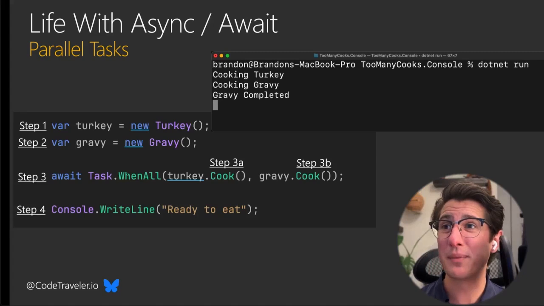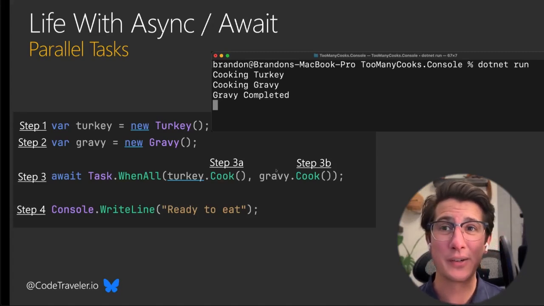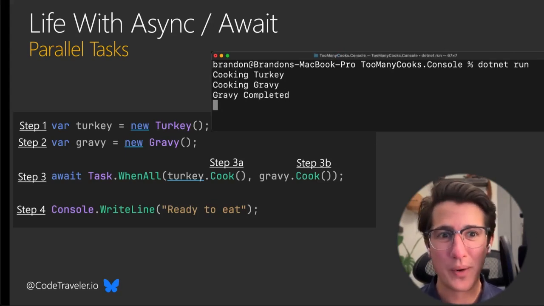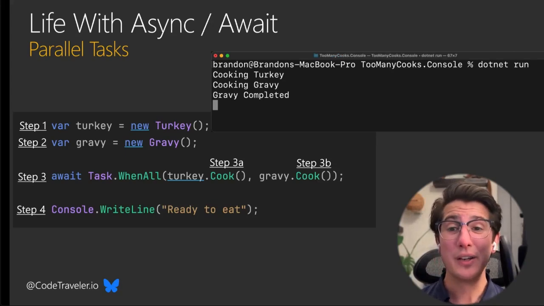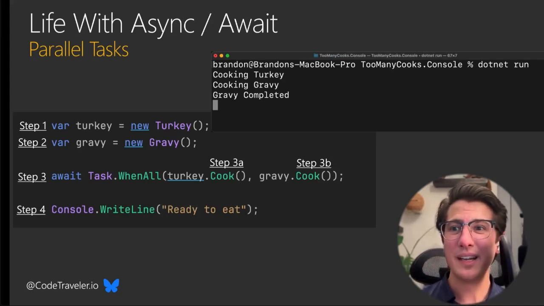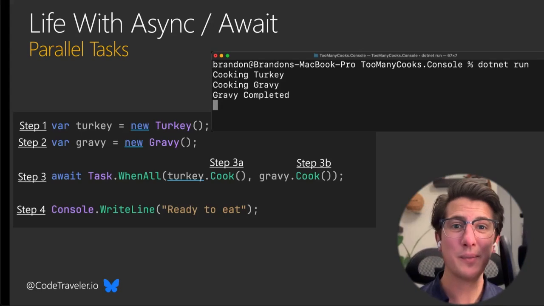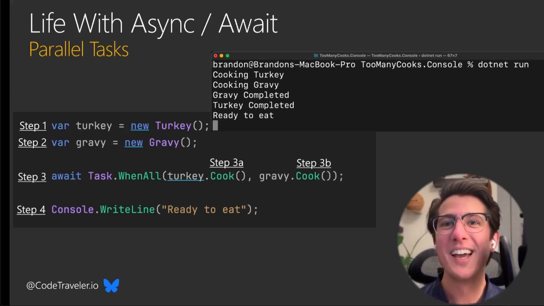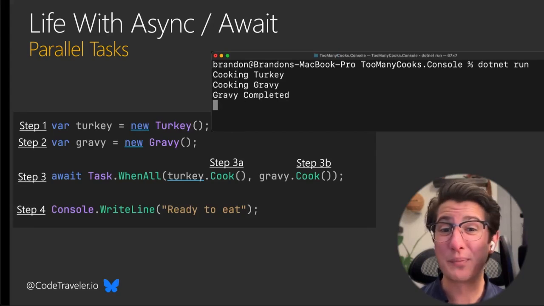We're stuck here on step 3 until turkey.cook and gravy.cook are both finished. But if they're both waiting for each other because of a deadlock, then we run into another bug in our code. So do be careful. But in our async await best practices examples, we'll show you how to avoid any complications, any risks with our asynchronous programming and our parallel programming.